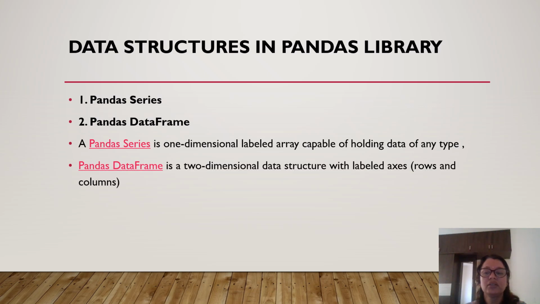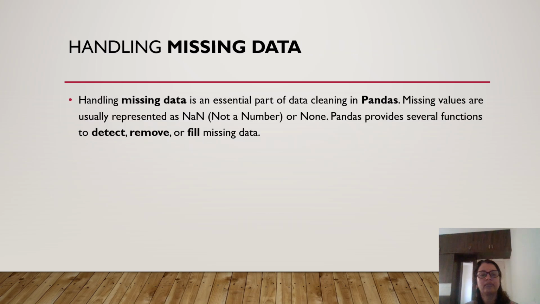There are two data structures in the pandas library. First one is pandas Series and next one is pandas DataFrame. Pandas Series is a one-dimensional labeled array capable of holding data of any type. Pandas DataFrame is a two-dimensional data structure with labeled axes, rows, and columns. So data can be stored in row and column format.